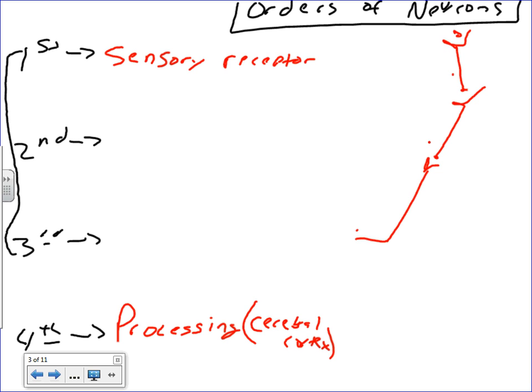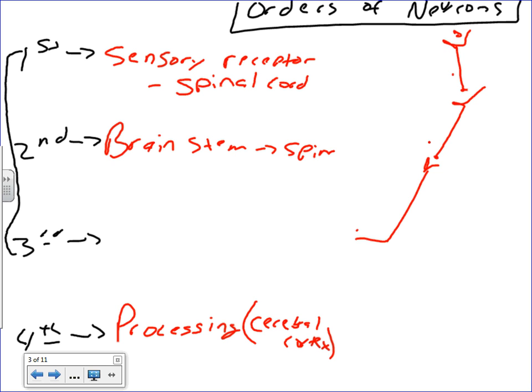Okay, so next, the second order neuron. This first order neuron is going to go from a sensory receptor to the spinal cord. Depending on which of the pathways we're talking about, this sensory neuron may go from the spinal cord all the way up to the brainstem. The second order neuron is essentially going to be found either in the brainstem or the spinal cord itself.